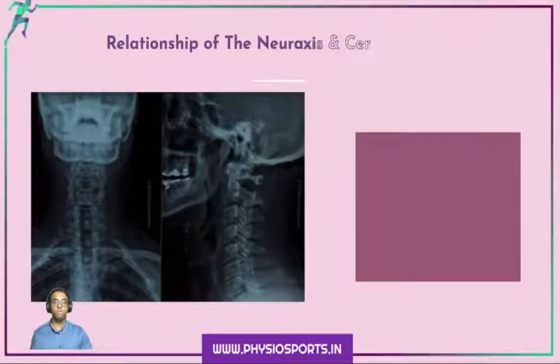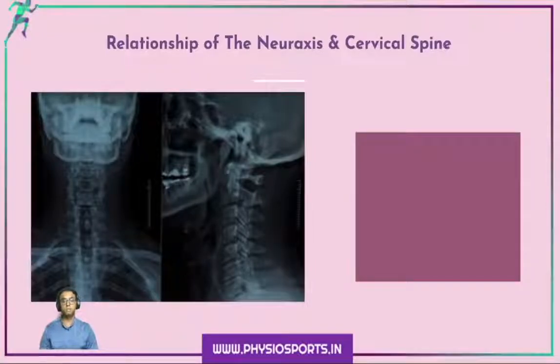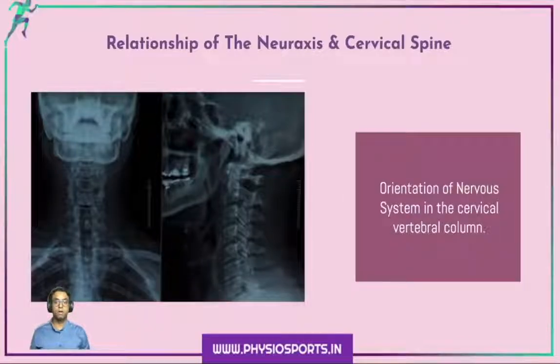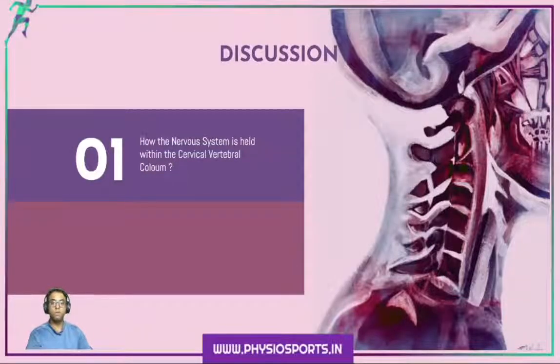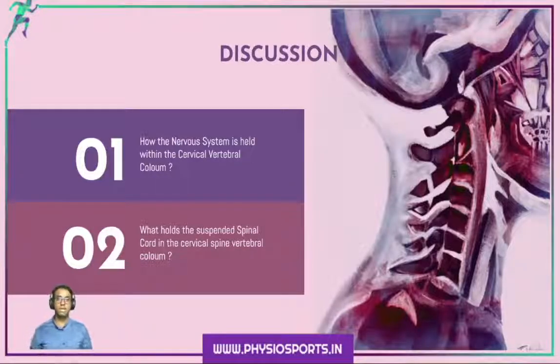Now, before we dive deep into the pain, let's first understand the orientation of the nervous system in the cervical region. On your left hand side in the X-ray, please kindly pay attention to the black pillar-like shadow. That is the cervical cord inside the vertebral foramen. We will understand the orientation of the nervous system in the cervical vertebral column. We will obtain answers to how the nervous system is held in the cervical vertebral column. Also, what holds the suspended spinal cord in the cervical spine vertebral column?